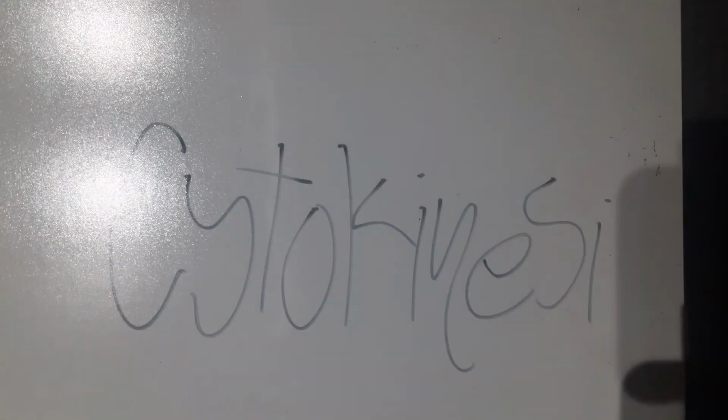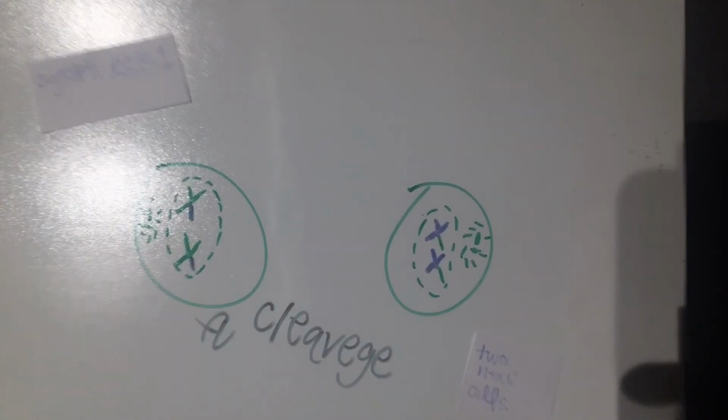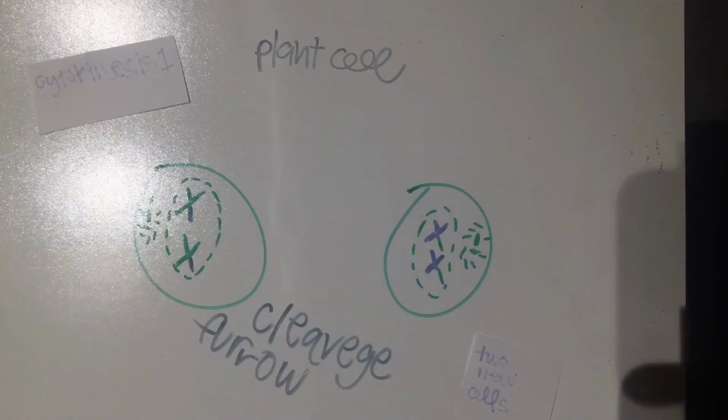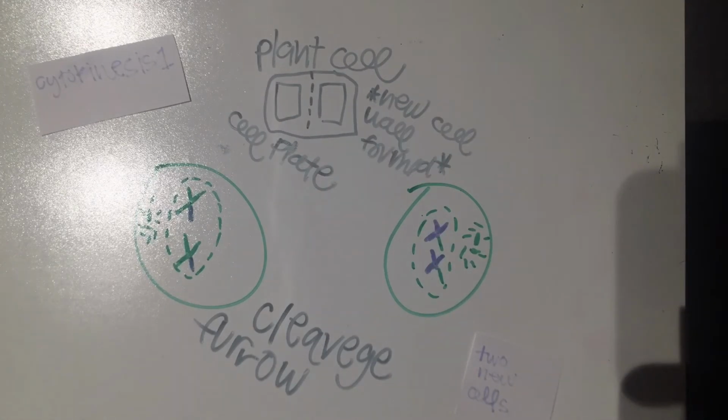Finally, we have cytokinesis, which is when the two new cells are completely formed and separated. A cleavage furrow is what just happened, and it happens in animals. And then a cell plate happens in plant cell division, and it makes a new cell wall.